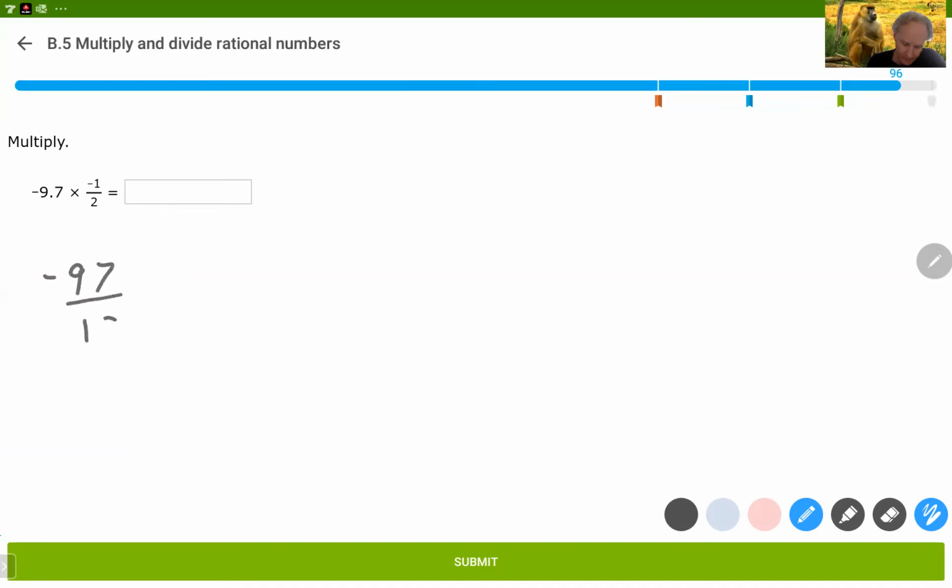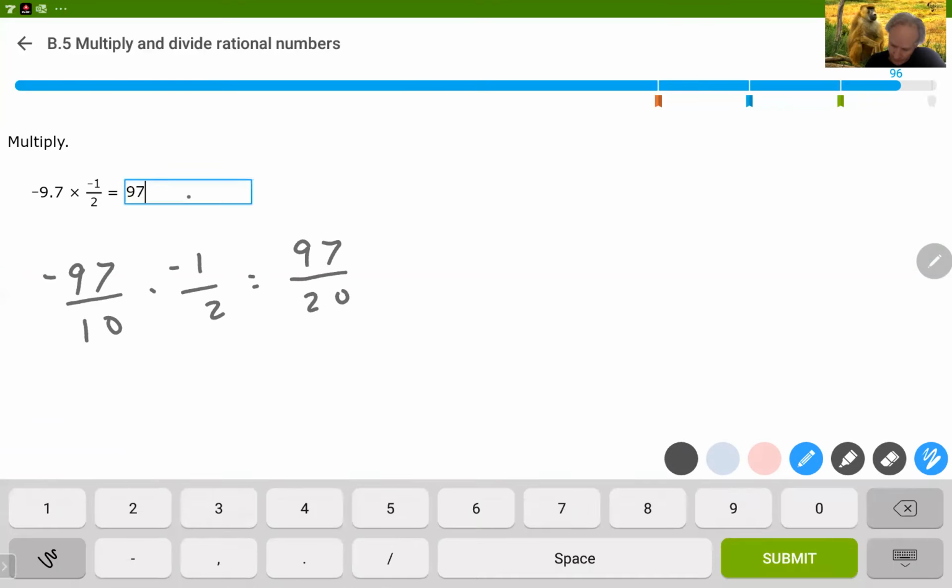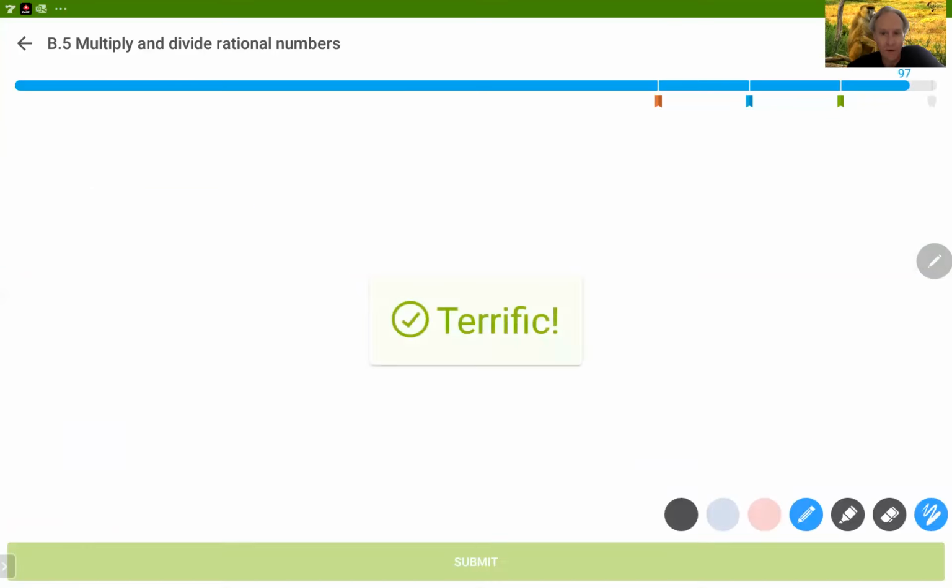Negative 97 over 10 times negative 1 over 2. It does help to keep your signs. 97 over 20. Couldn't figure out what I did. There we go. It's nice to get them wrong on occasion, I guess.